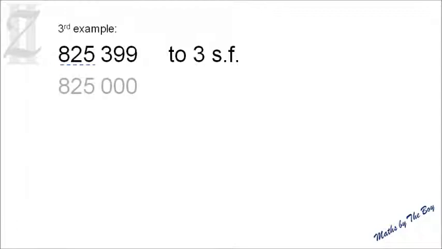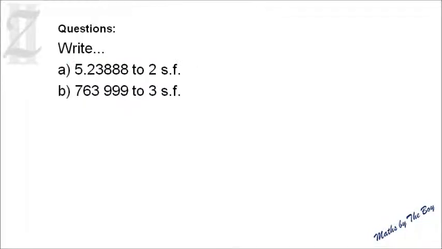Now we look at the digit after the underlying numbers. Is this more than or equal to 5? No, it's not, so we don't round up. Your answer is 825,000. Here are a few examples for you to try. You might want to press pause at this time.